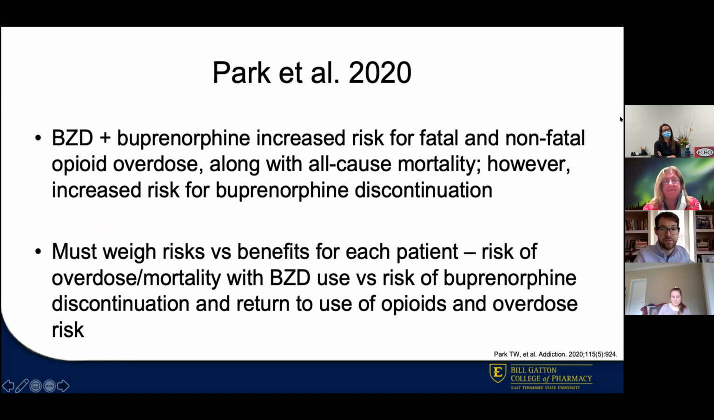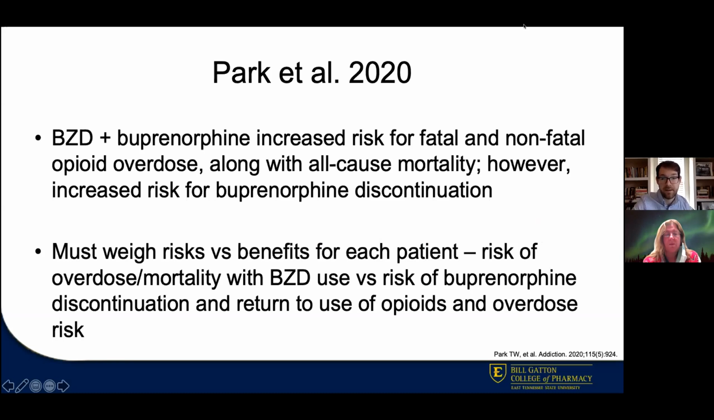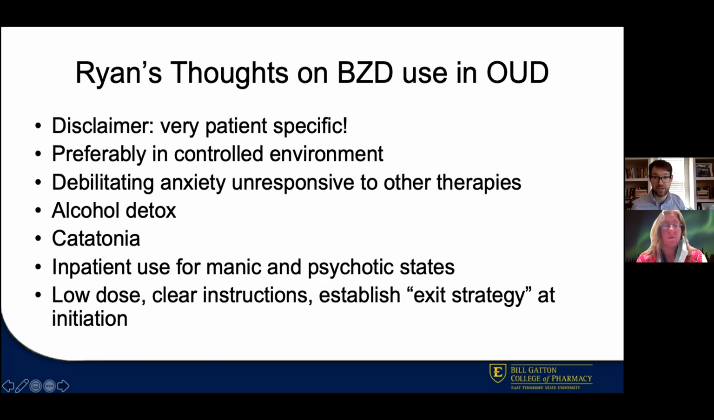The takeaway from this study is that benzodiazepines and buprenorphine increase risk for fatal and non-fatal opioid overdose along with all-cause mortality. However, patients who were not prescribed benzodiazepines had an increased risk for stopping buprenorphine. So that brings us to the question: is it better to hold or to keep people on benzodiazepines when they're prescribed buprenorphine, given that we know all-cause mortality is increased? Or, on the flip side, if we don't prescribe the benzodiazepine, there's more of a risk of them potentially stopping buprenorphine and relapsing onto their opioids, which we also know increases their risk for death. So our takeaway is that it's really highly individualized, very patient specific, and a risk versus benefit conversation that we have to have with those people.